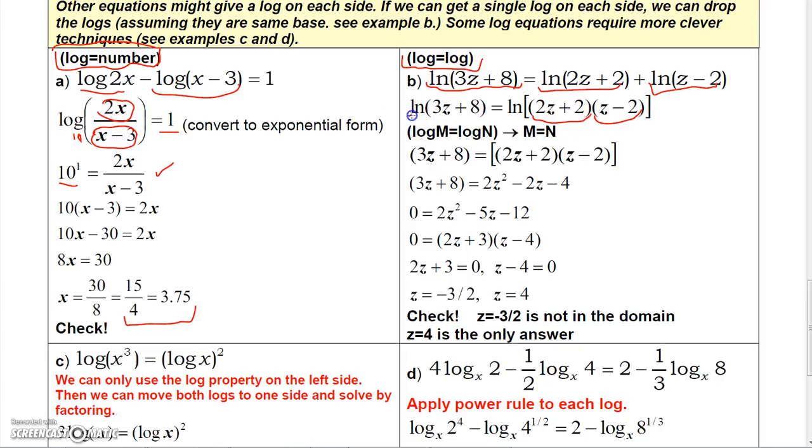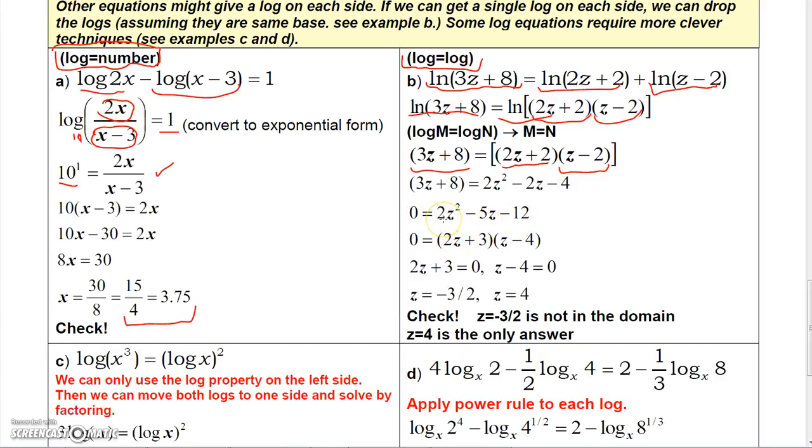Okay, well now I have a log on the left equal to a log on the right. So if I have a single log on both sides, I can just drop the logs. So I'm going to drop the logs and just get 3z plus 8 equals the product of 2z plus 2 times z minus 2. Now all I have is just a quadratic equation to solve. So I FOIL this, and I get 2z squared minus 2z minus 4. Then I subtract the 3z and the 8 across, and I get 2z squared minus 5z minus 12 equals 0.